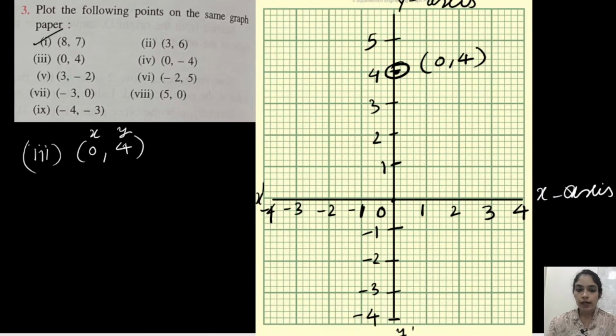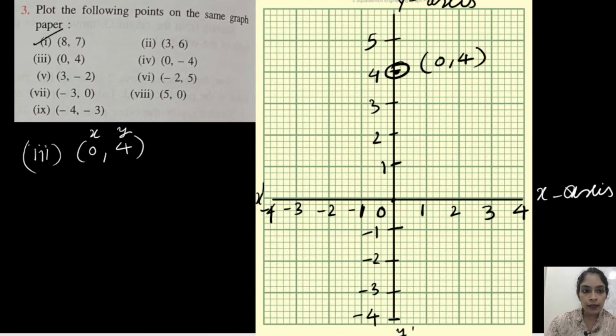First of all, the point is 0, 4, so the value of x you have to locate. Here x is equal to 0. I keep my pen there, then I just have to go up or down, depending on the y value. Here y is positive, so I go vertically up till 4. There I plotted the point 0, 4. So 0, 4 is done.